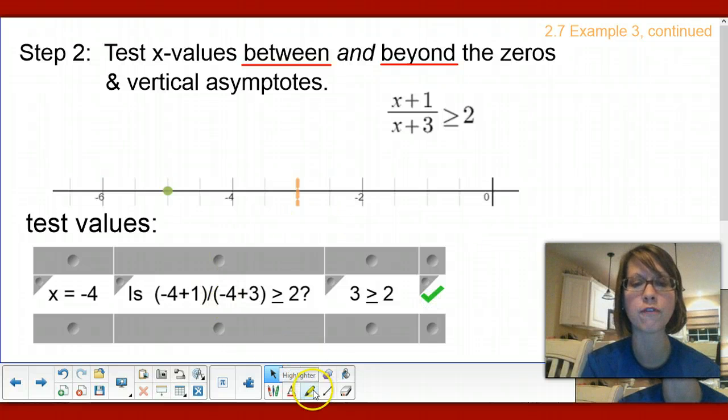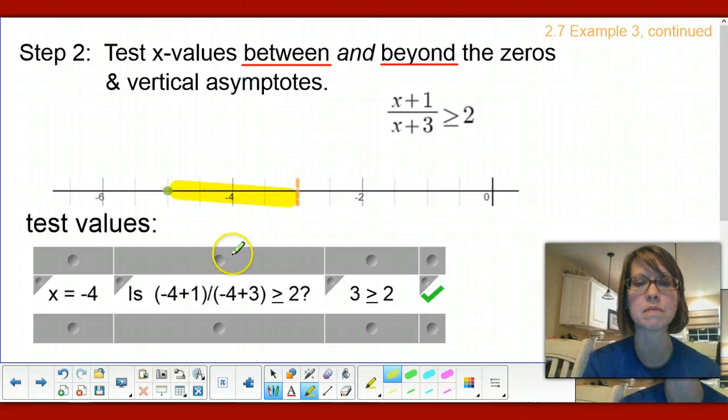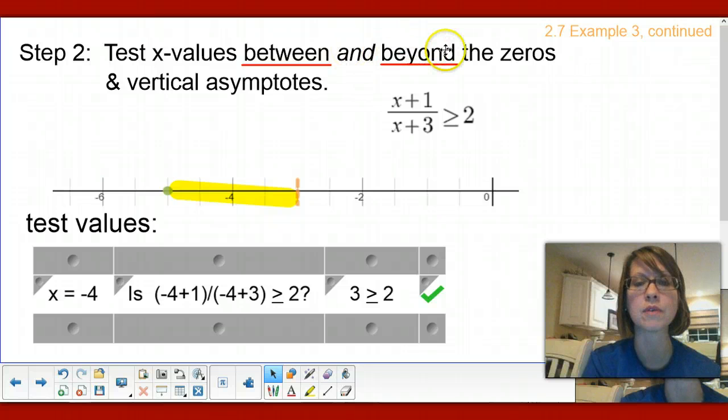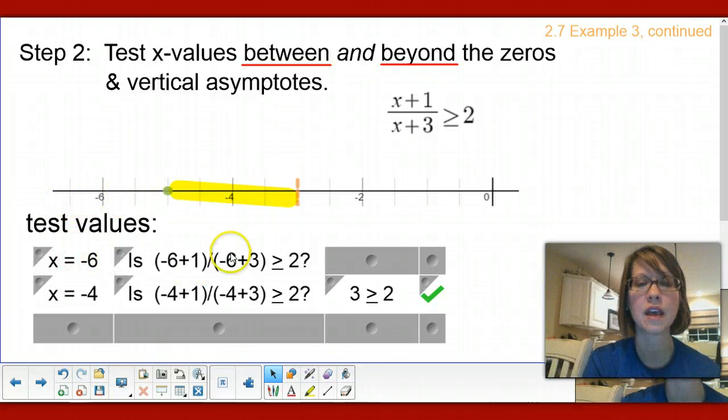So we know that if -4 worked, then any value here in this middle section between -5 and -3 will satisfy. If you don't believe me, pick a number other than -4 that's between -3 and -5. Maybe like -3.5 or -4.9. Test me on it. We also need to test the points beyond the zeros and the vertical asymptotes. So back here, guess which one I picked? -6. And if you test that, we get 5/3.